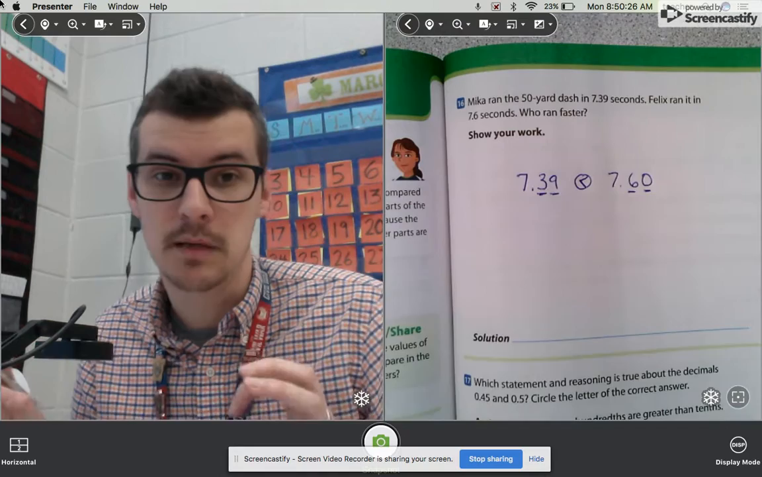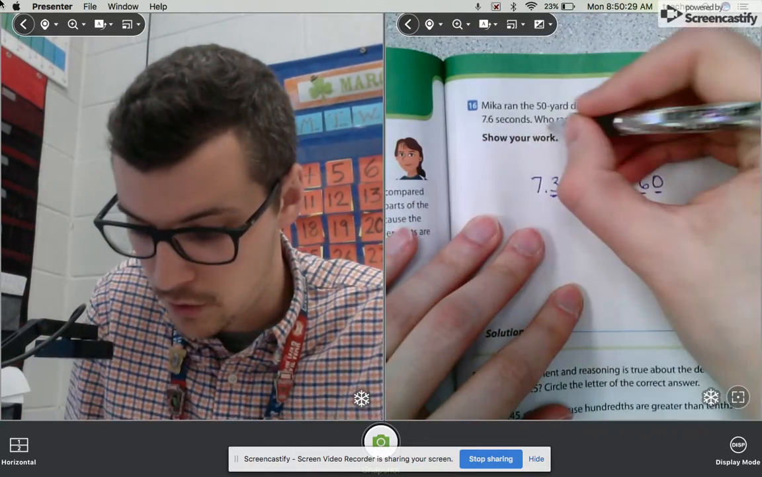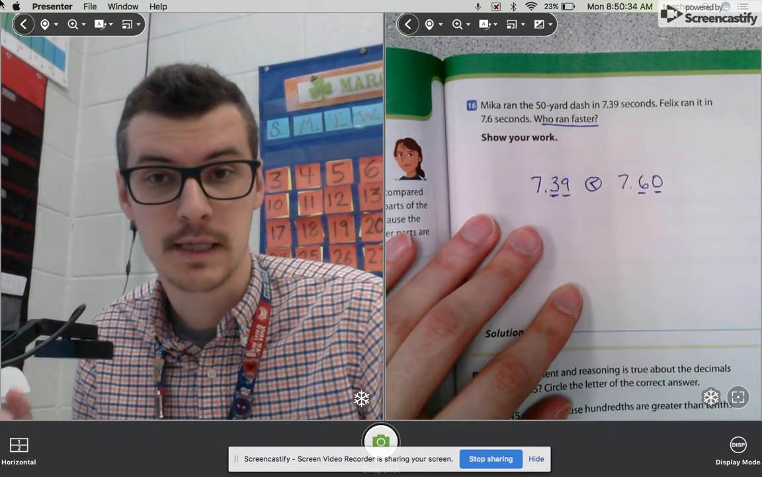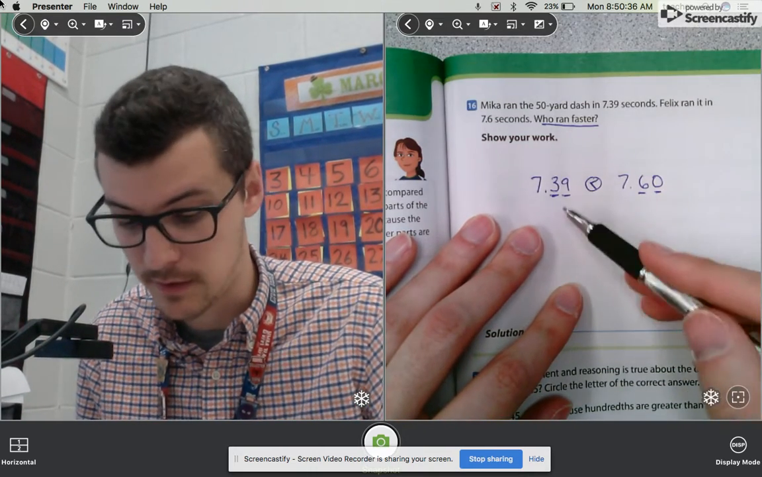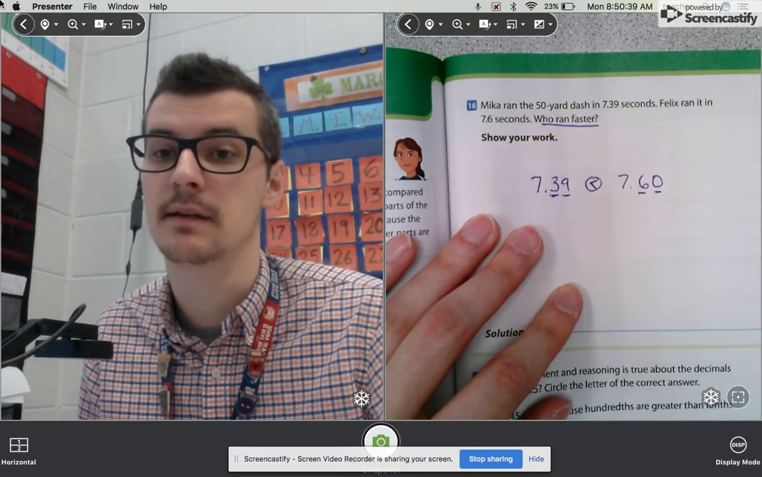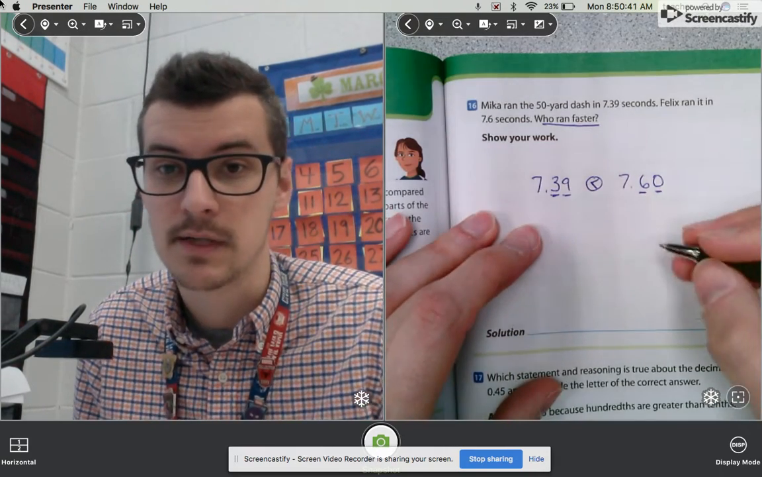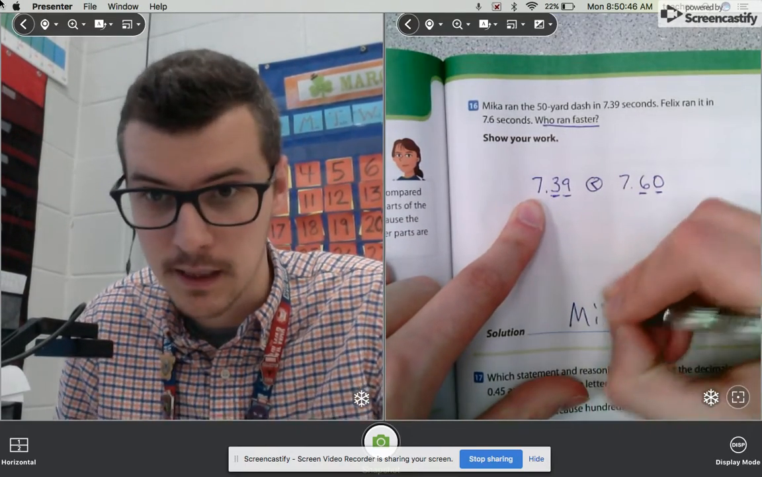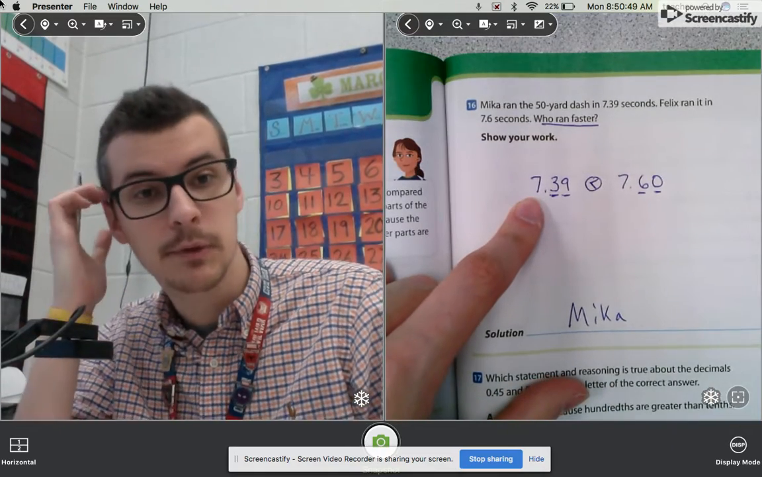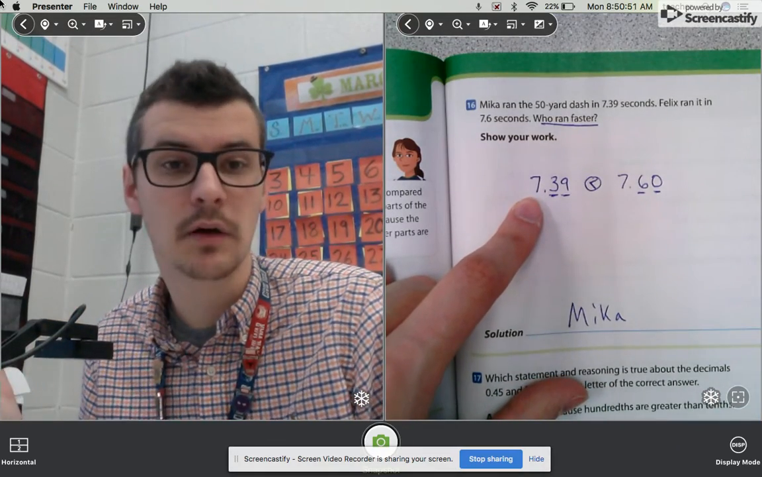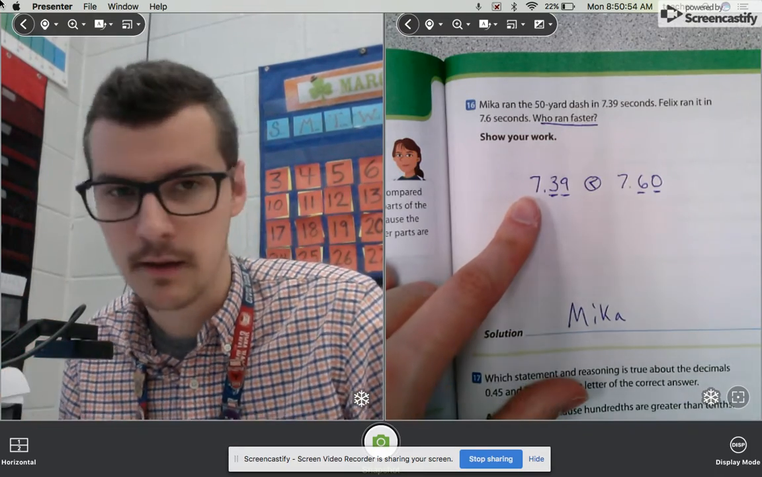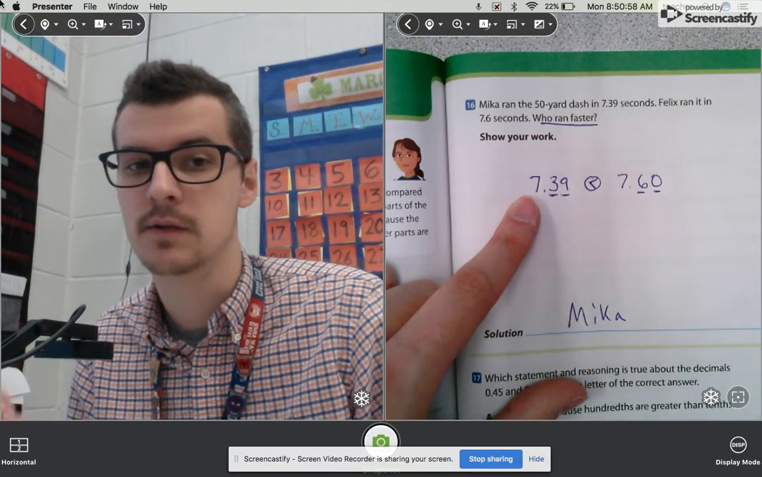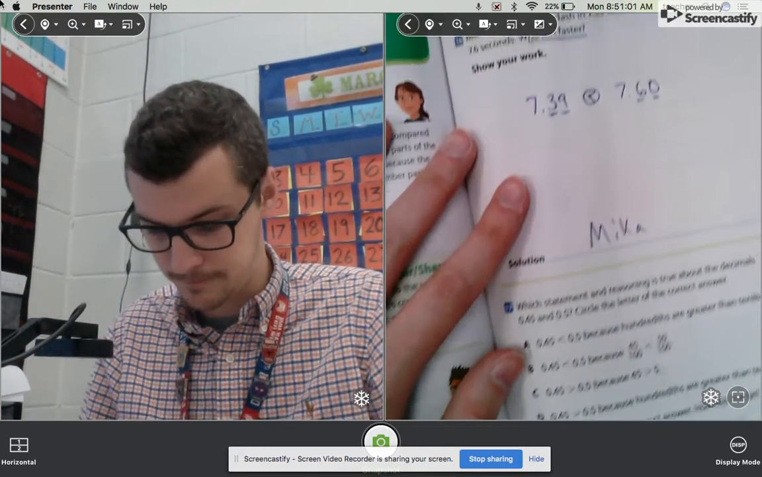Now, here's where people miss this question. Who ran faster? When you are running a race, you want a lower time. So although 7 and 39/100 is less than 7 and 60/100, the person that ran the fastest is the one with the least amount of time. So that would be Mike. But I always have people who miss this question because they're like, 7 and 60/100 is greater, therefore it's the correct answer. No, pay attention to the question. Anytime it's talking about running a race, you always want the lowest time. Okay?